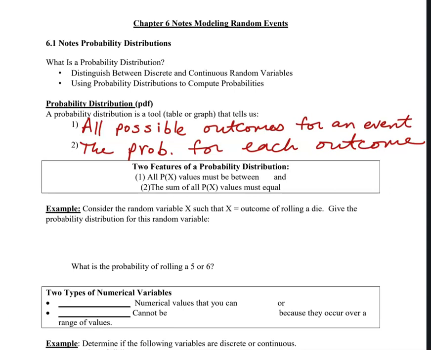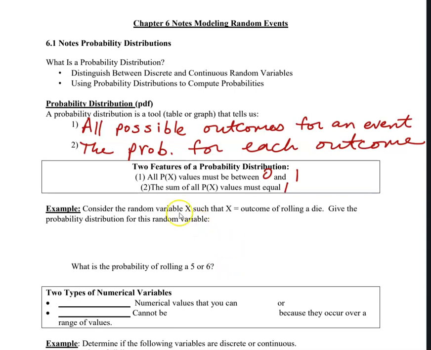Two key characteristics that we need to keep in mind. All probability values, remember, just like back in chapter 5, probabilities have to be between 0 and 1, right? So all of those individual probabilities have to be between 0 and 1. And of course, the sum of all of those probability values, if we're considering all the outcomes in an event, must total up to 1.